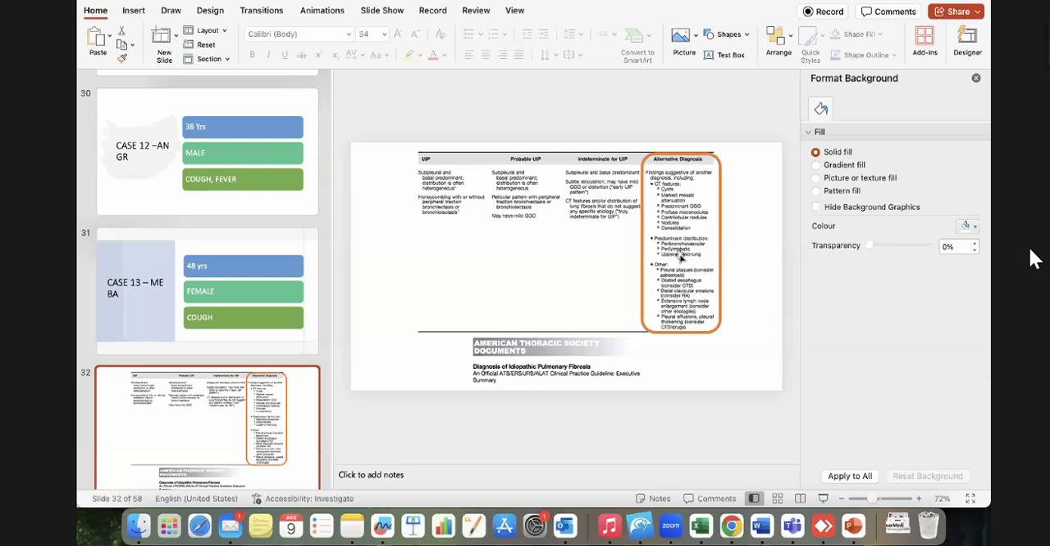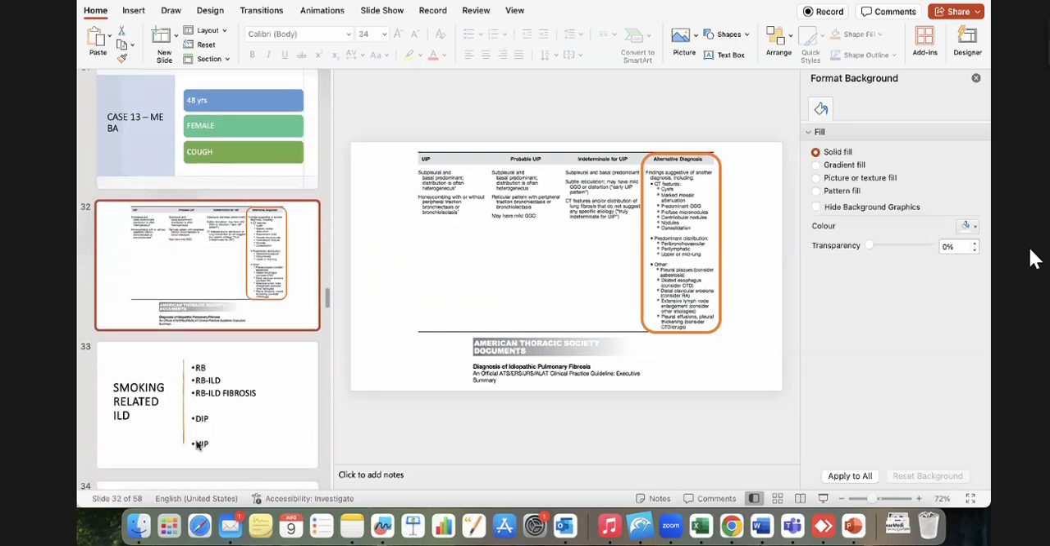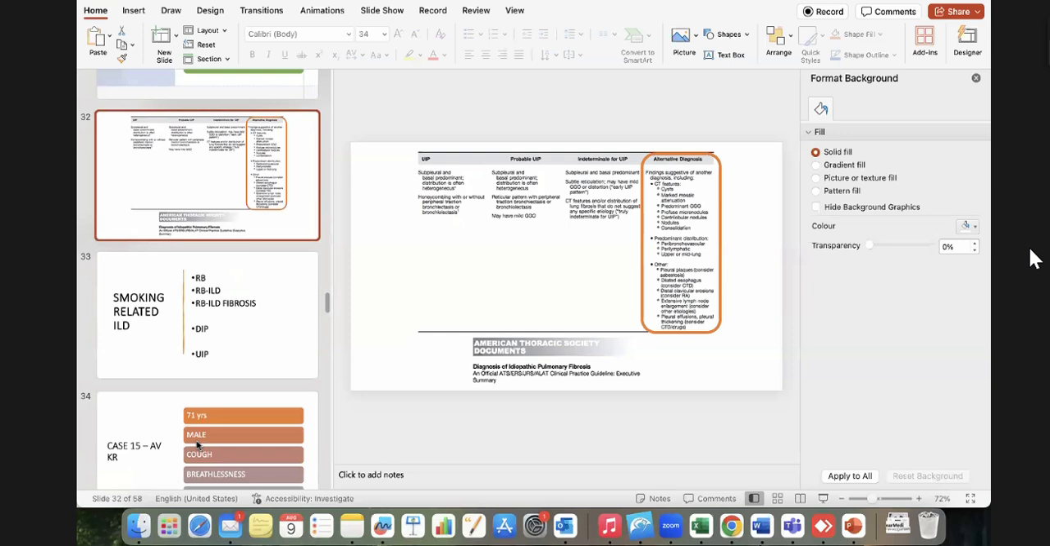Then CTDs. All this I have told you, these are inconsistent with UIP. So we talk of them separately. Add to this list sarcoidosis and chronic HP. That is very important. And these days, the terminology we use for chronic hypersensitivity pneumonitis is actually fibrosing hypersensitivity pneumonitis or fibrotic hypersensitivity pneumonitis.